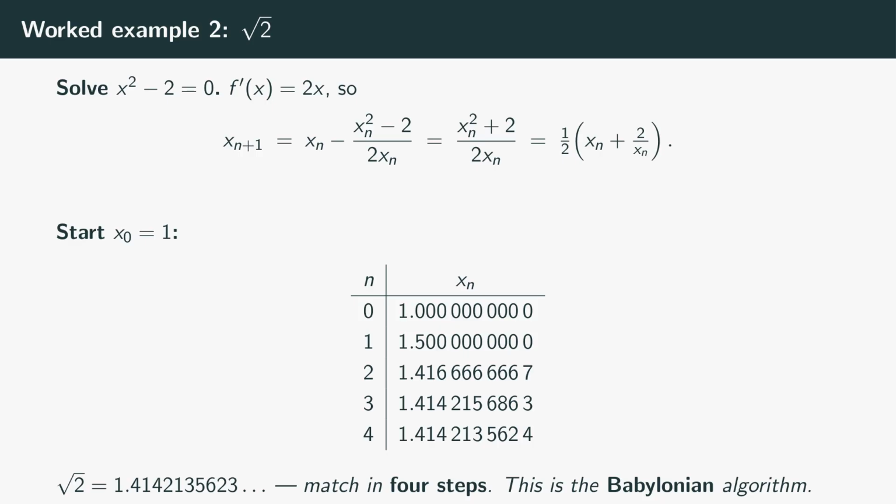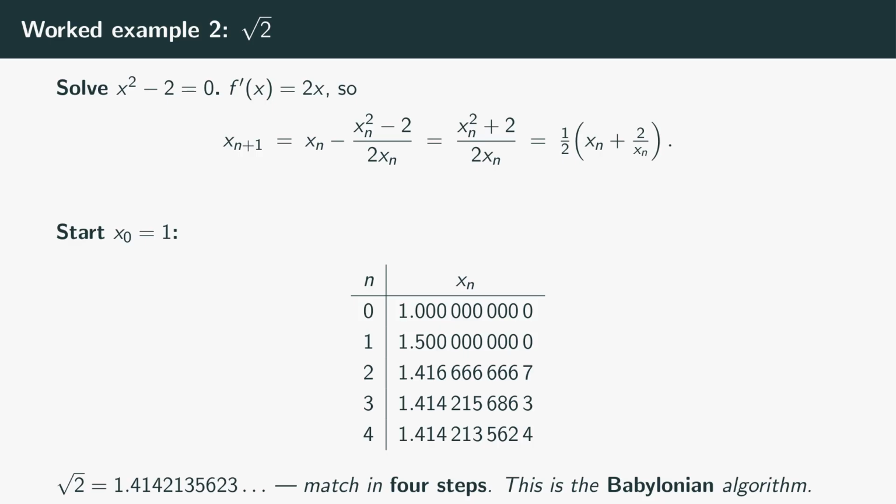Start at x naught equals 1. x1 equals 1/2 times the quantity 1 plus 2, which is 1.5. x2 equals 1/2 of the quantity 1.5 plus 2 over 1.5, which is 1/2 of 1.5 plus 1.333, which is 1/2 of 2.833, which is 1.4167. x3 comes out to 1.41421568, already 6 correct digits. x4 matches the square root of 2 to about 13 digits. 4 iterations from a starting guess of 1.